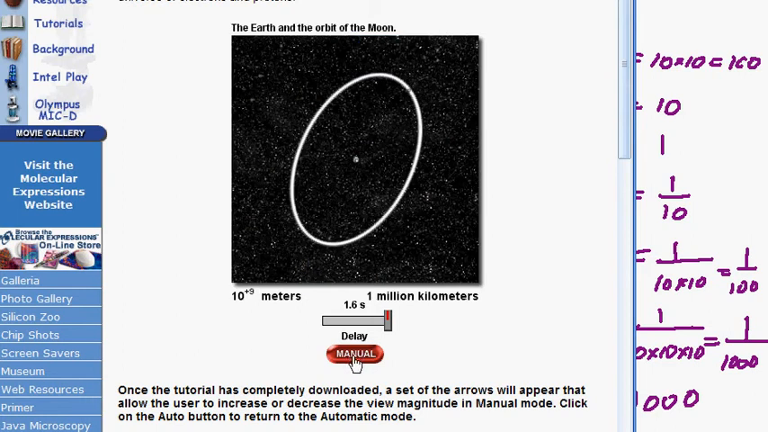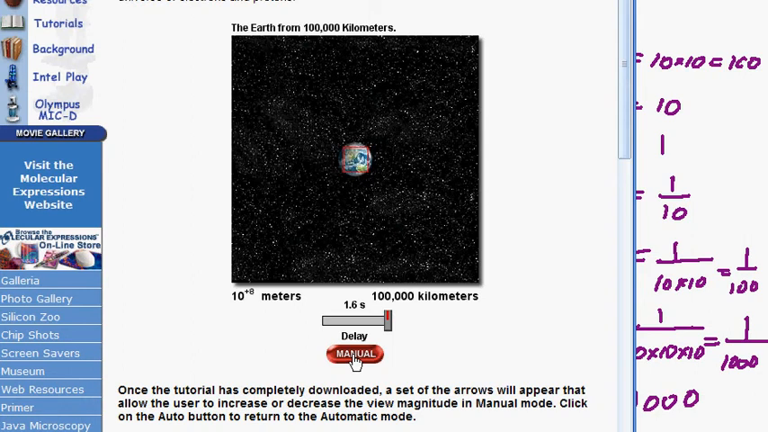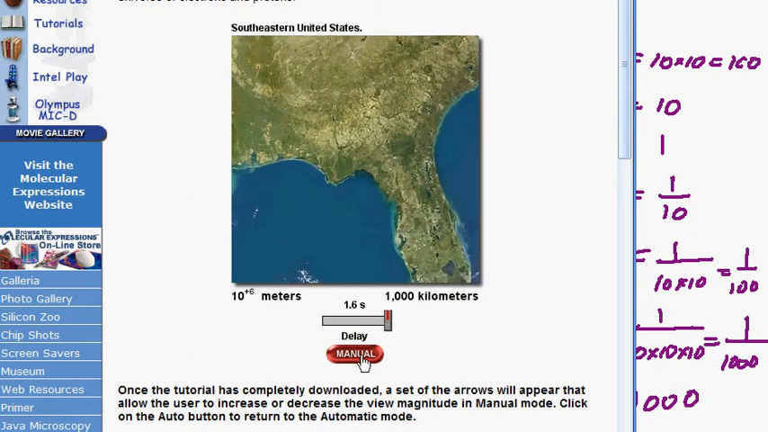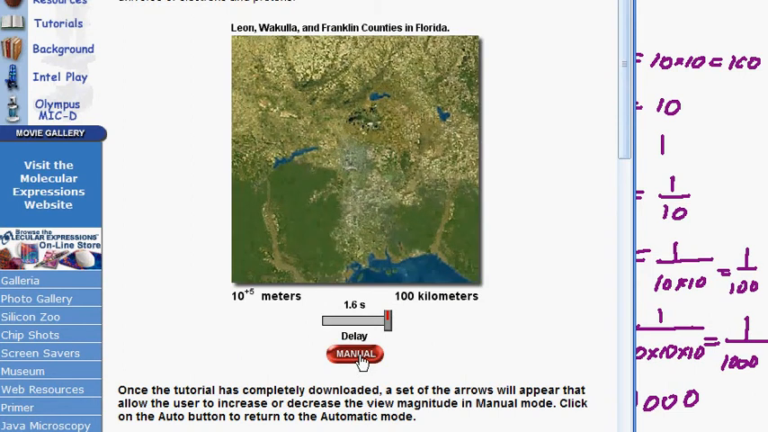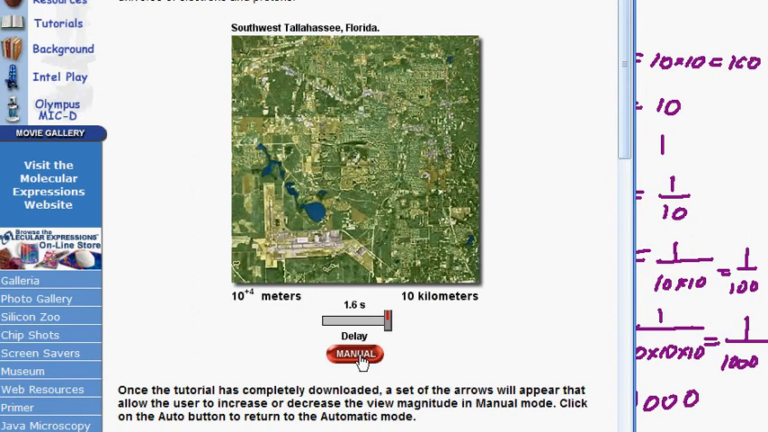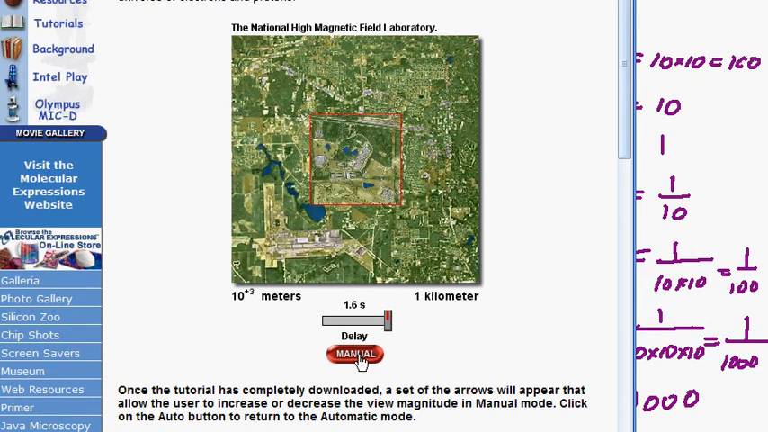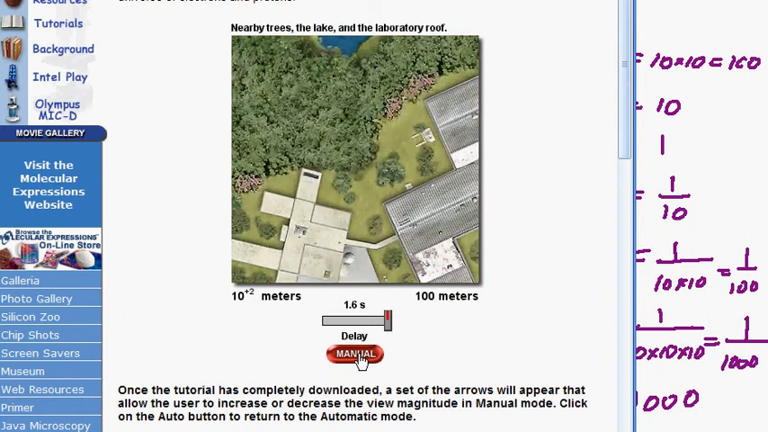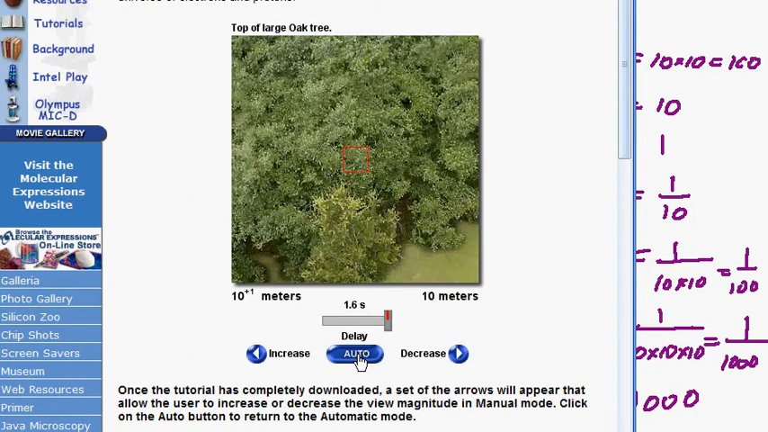Now we're getting up to Earth's orbit, and we can see the Earth. Okay, so now we're 10 to the 7th meters away from Earth, which is 10,000 kilometers, and we can see the western hemisphere of the Earth. 10 to the 5, we're going to Florida, it looks like, Tallahassee. Okay, I'm going to stop it right there.